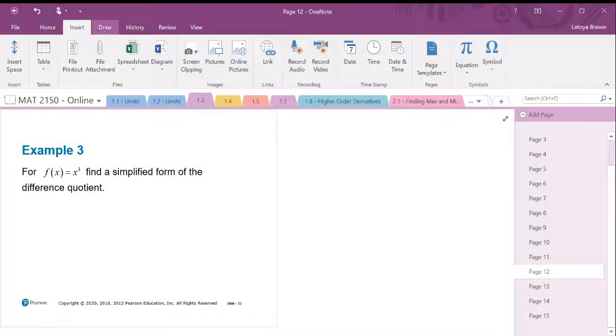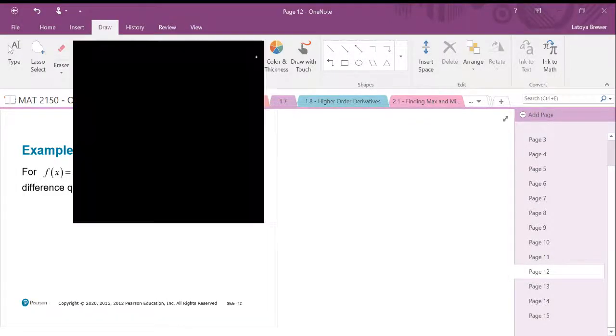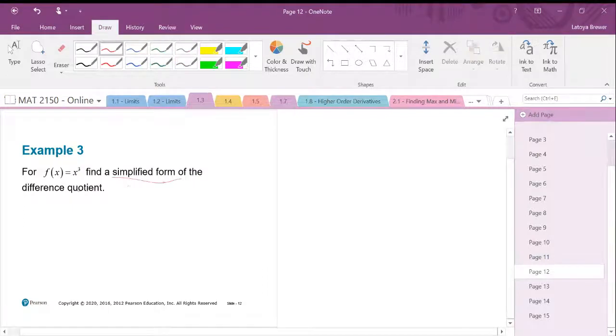Example 3 is asking us to find a simplified form of the difference quotient. And if you remember your difference quotient, that was when you had your f of x plus h minus f of x all over h. So I need to take this f of x function here, and I need to apply this difference quotient that I have written in red over to the right. So I know what my f of x is. What I do not know is my f of x plus h.